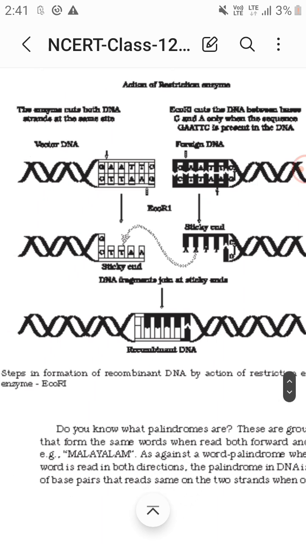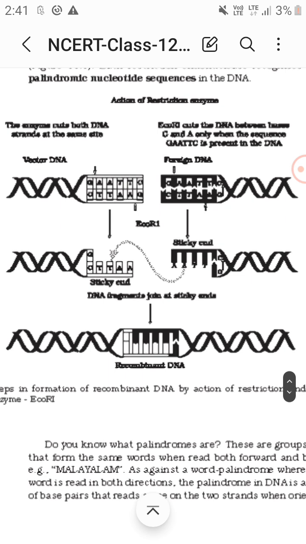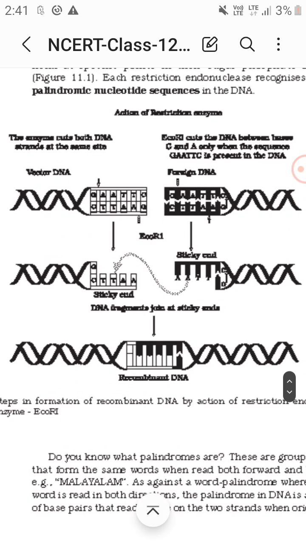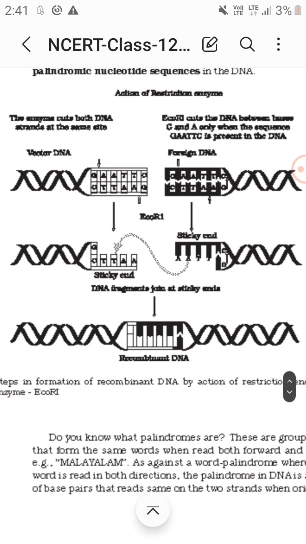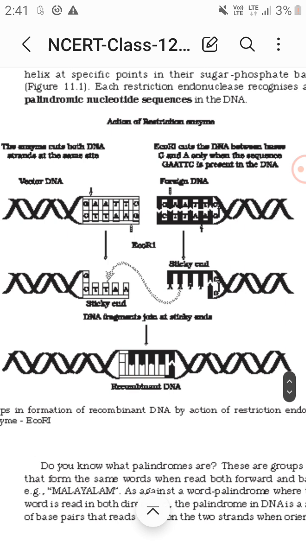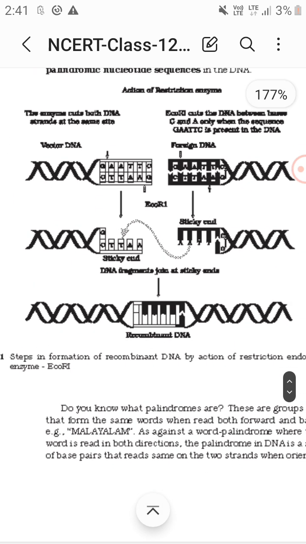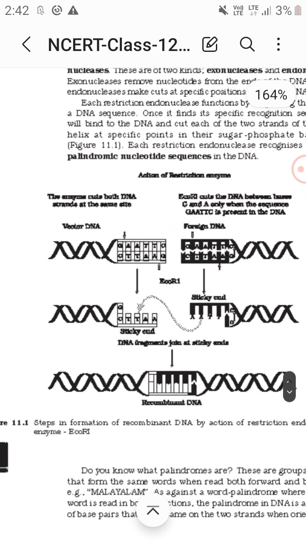Now you see EcoRI acting on both the vector DNA and the foreign DNA, so it forms sticky ends. The DNA fragments are joined at sticky ends, and they form the recombinant DNA. So this is the process of formation of recombinant DNA. So how is this formed?